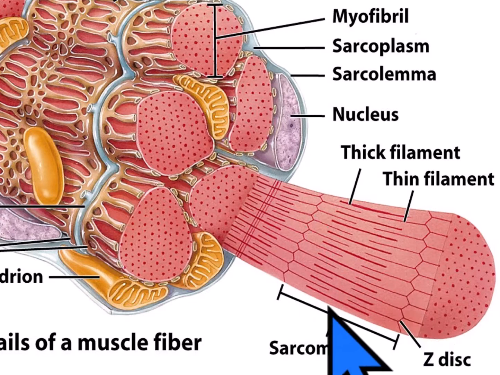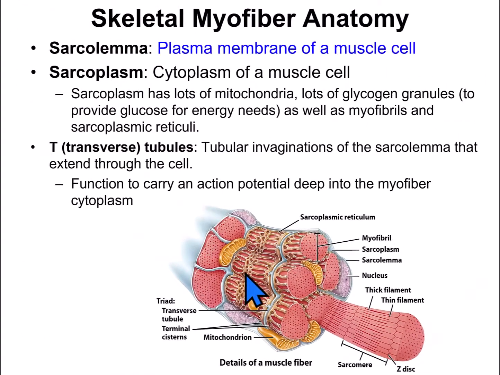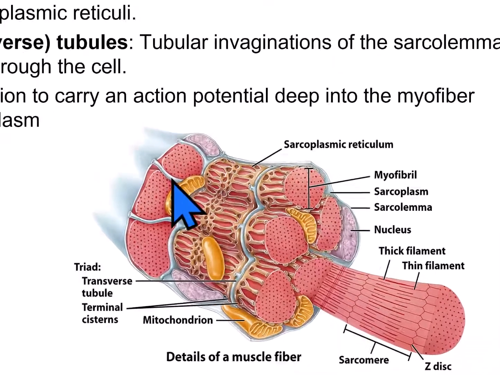a sarcomere. Throughout the muscle, we're going to see that there are these T tubules, and T stands for transverse because they're going in a transverse direction within the muscle cell. And these are tubular invaginations of the sarcolemma that extend through the cell. These T tubules contain the same components as the sarcolemma here. They're going to have voltage-gated sodium and potassium channels. So when that action potential comes down the sarcolemma, it's going to continue down through the T tubules.